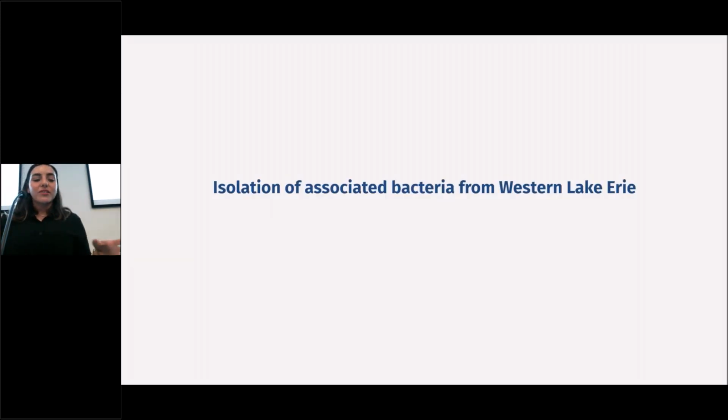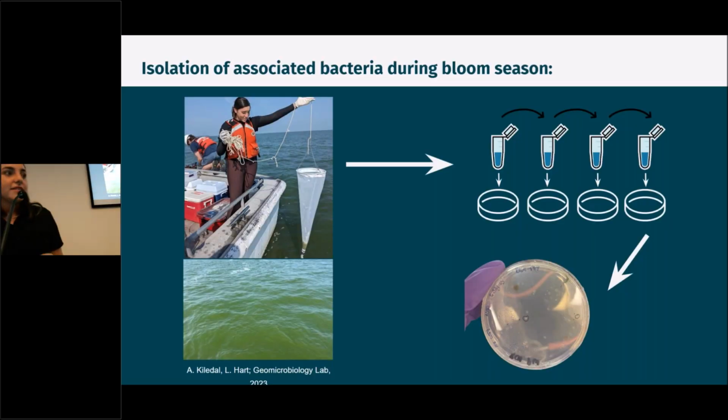And to start my project, one of the first steps that we took was to start isolating this bacteria from the field, specifically during bloom season, which started during June. I was able to go to a lake and sample two times this summer, in June and July. We would filter water from 4 different stations using 100 micron filters, and we would also collect whole water samples.